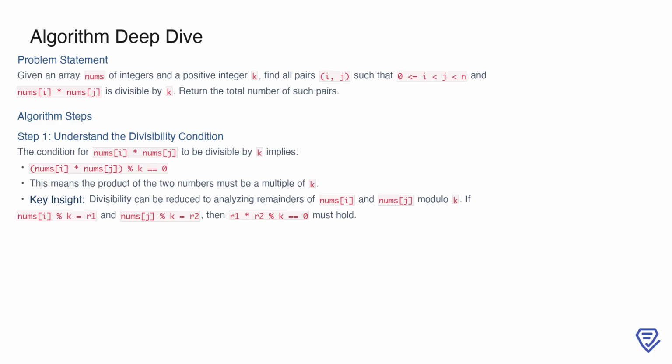A key insight here is that instead of directly working with the product, we can simplify the problem using remainders. If nums[i] % k equals r1 and nums[j] % k equals r2, the condition becomes r1 * r2 % k equals 0. This means the remainders r1 and r2 must combine in such a way that their product is divisible by k. By focusing on these remainders, we can significantly reduce the computational complexity of the problem.